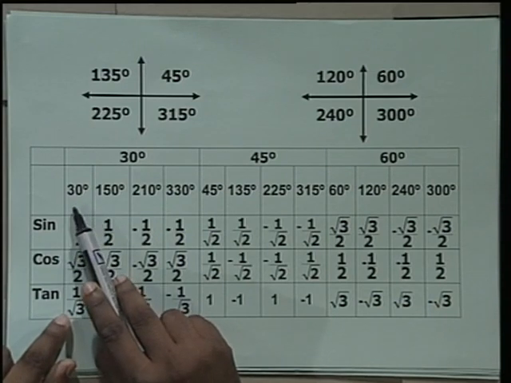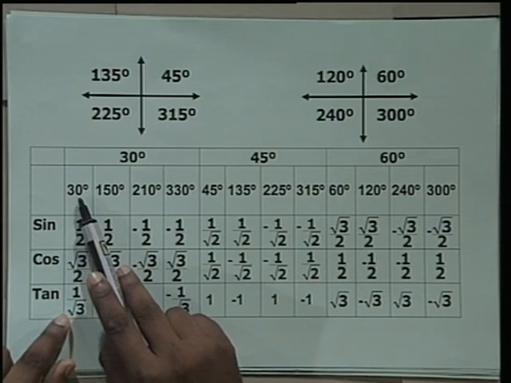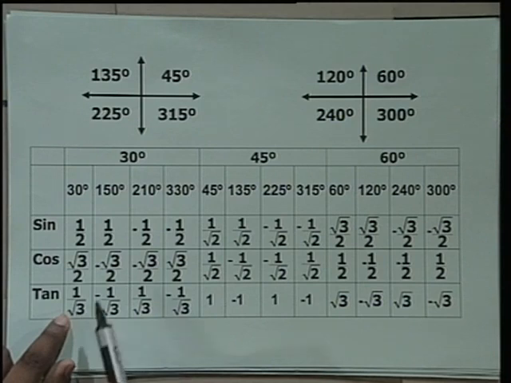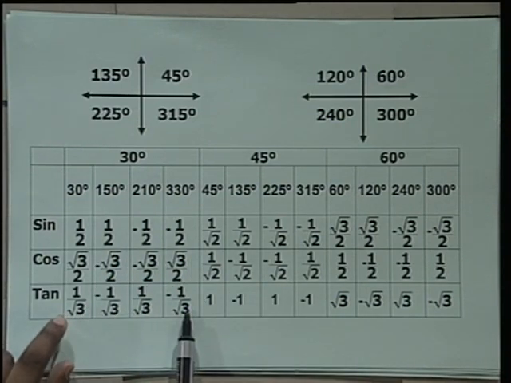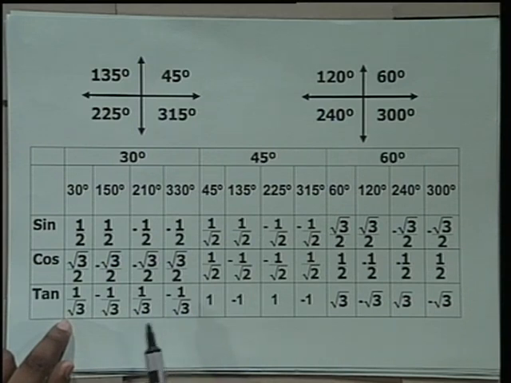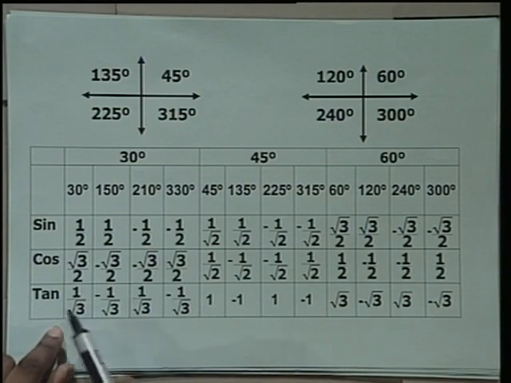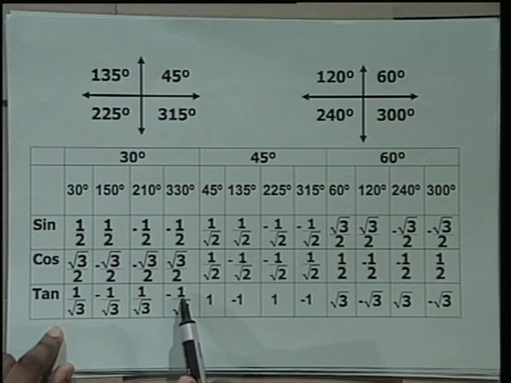Similarly, tan of 30 degrees will be 1 over root 3. And the remaining as well will have the same value in magnitude. But tan is negative in second and fourth. So tan of 150 will be minus 1 over root 3. Tan of 330 will be minus 1 over root 3.